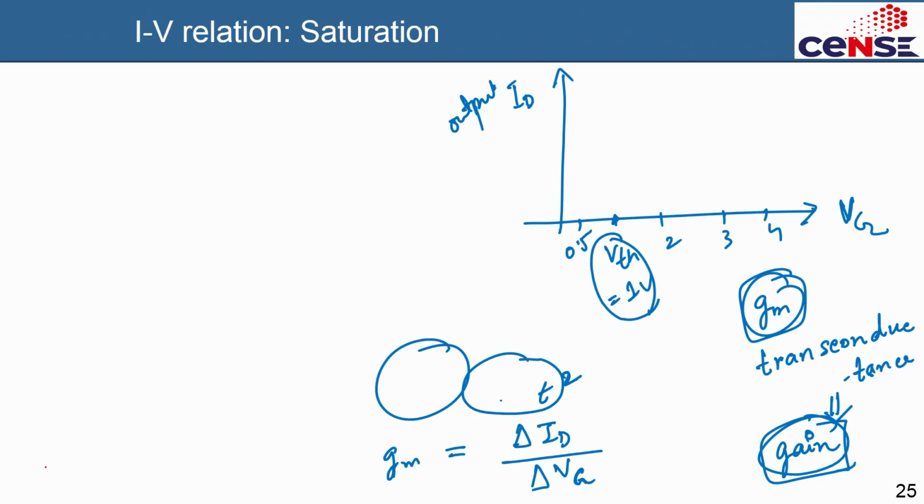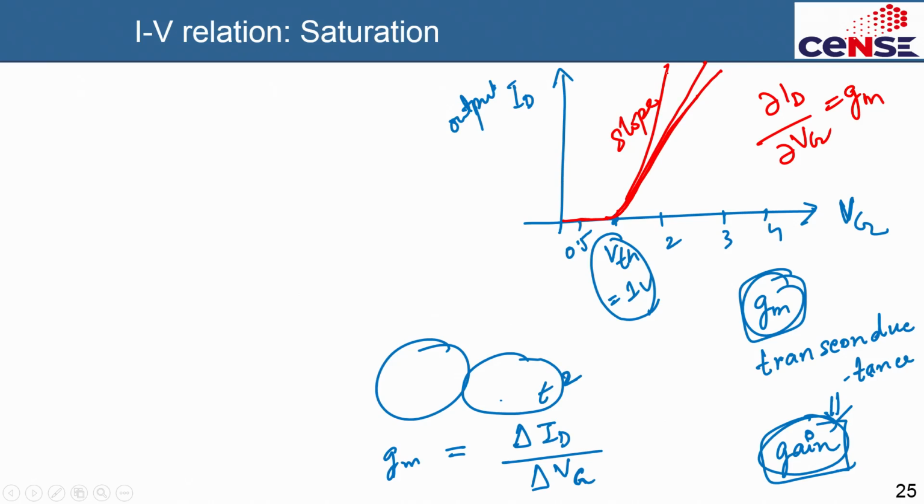When the gate voltage is below threshold voltage, your current will be very small, very negligible. At the point it reaches threshold voltage, the current will start increasing, and it will keep increasing with the gate voltage. This is ID versus VG, and the rate of this increase is the slope of this ID versus VG plot, dou ID by dou VG, which is GM. The higher GM means the slope will be higher, transconductance will be higher, and the gain will be higher.